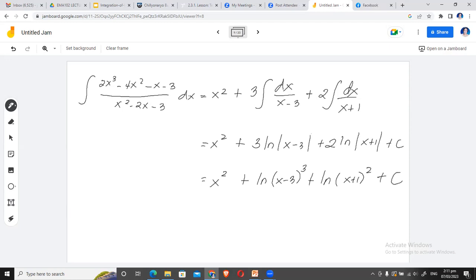Now, if you wish to combine these two, since they are being added, it could also be simplified further in this form. Ln of x minus 3 cubed times x plus 1 squared plus c. So we know that if we have several functions or terms as the argument of the ln that is multiplied, it's equivalent to that ln being added, having those arguments. So this is the answer to this particular fraction that you need to integrate using the method of partial fractions.